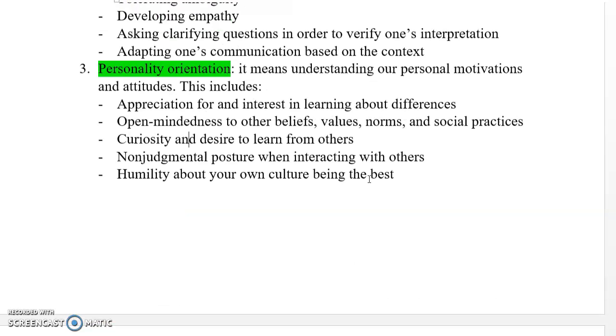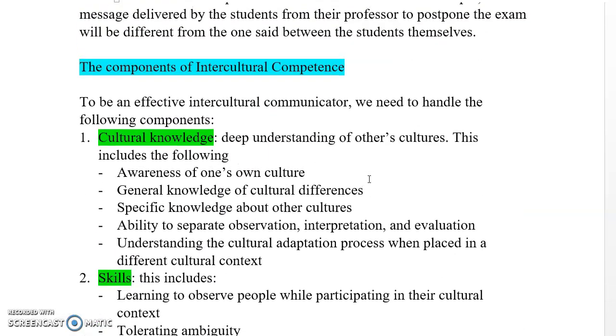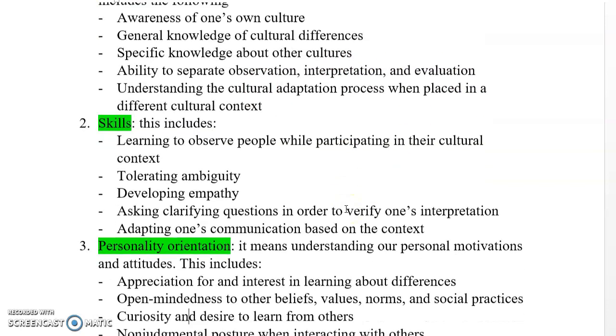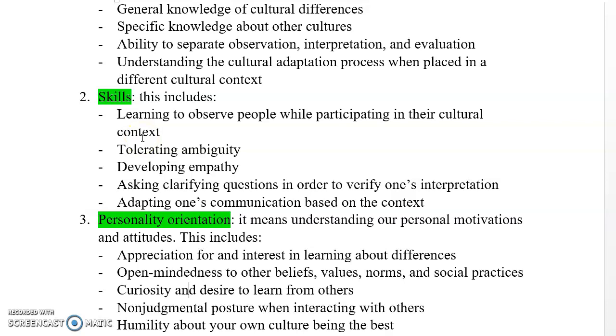Okay, let's go back now to the components of intercultural communication. We looked at just one of them, cultural knowledge: observation, interpretation, and evaluation. The second one is regarding skills. I have to have good, simple skills to be successful in communicating with others. I have to learn to observe people while participating in their cultural context, tolerating ambiguity, and developing empathy. This will be discussed in a few seconds. It also includes asking clarifying questions in order to verify one's interpretation, and adapting one's communication based on the context. I'll tell you the meaning of tolerating ambiguity and developing empathy.